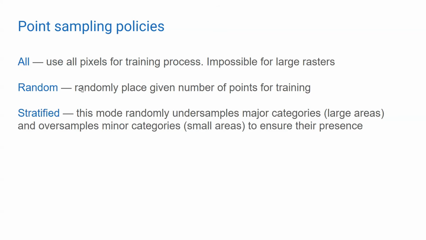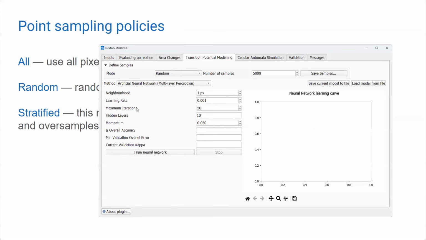Couple of words about the modes. So the mode all will use all pixels for training process, and it is impossible for large rasters because your computer would say, please no, don't do it. Random, used by default, is to randomly place given number of points for training. And stratified mode randomly undersamples major categories, large areas, and oversamples minor categories, small areas, to ensure their presence. Usually people use random or stratified modes or play with them, experimenting with this or this.